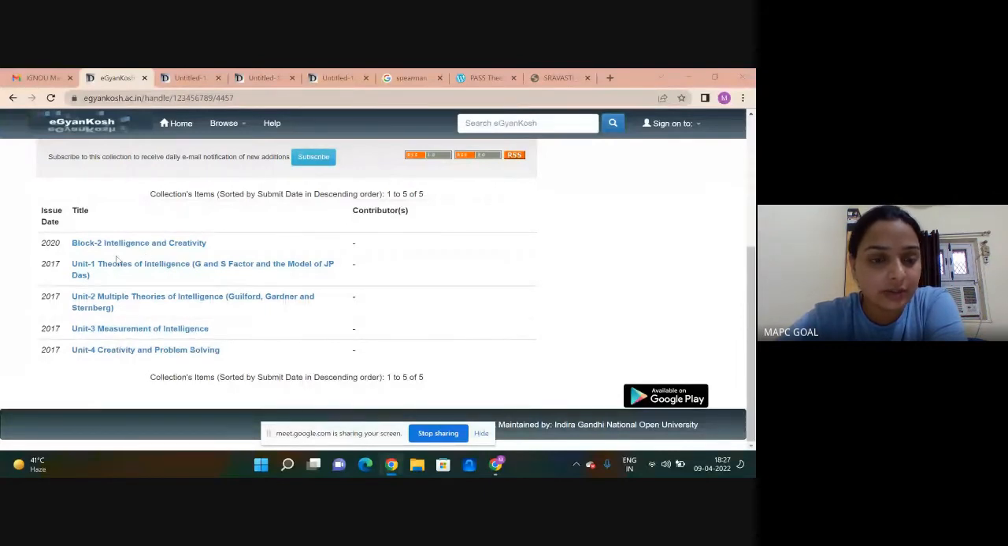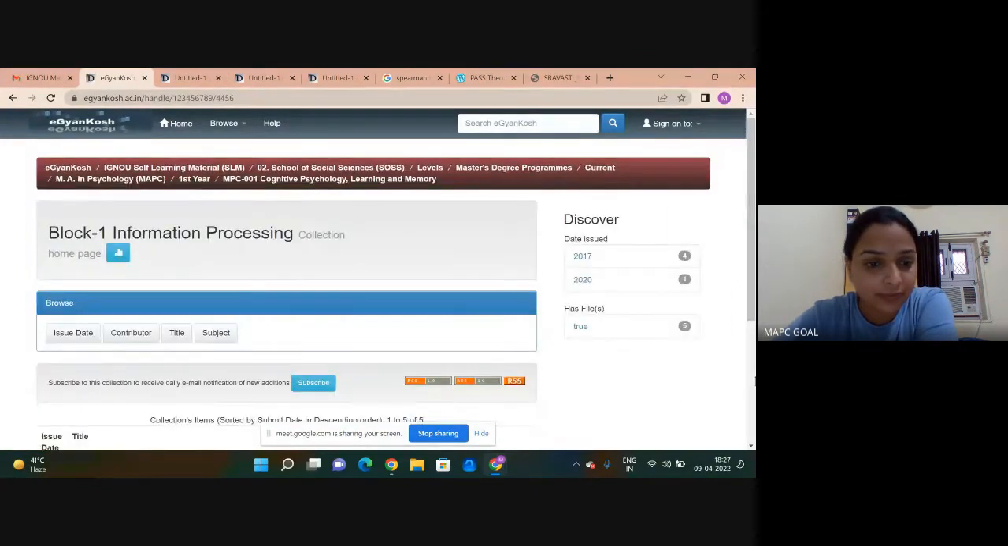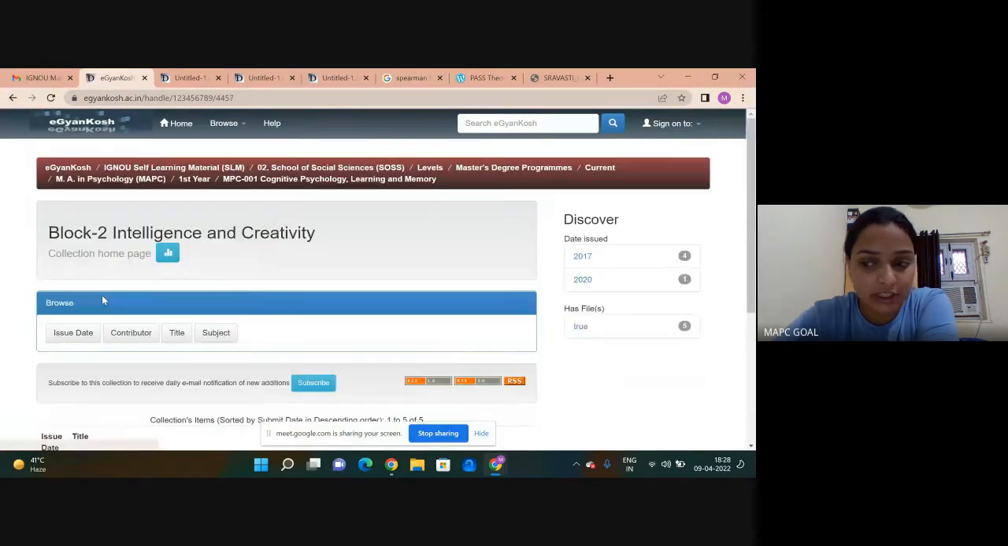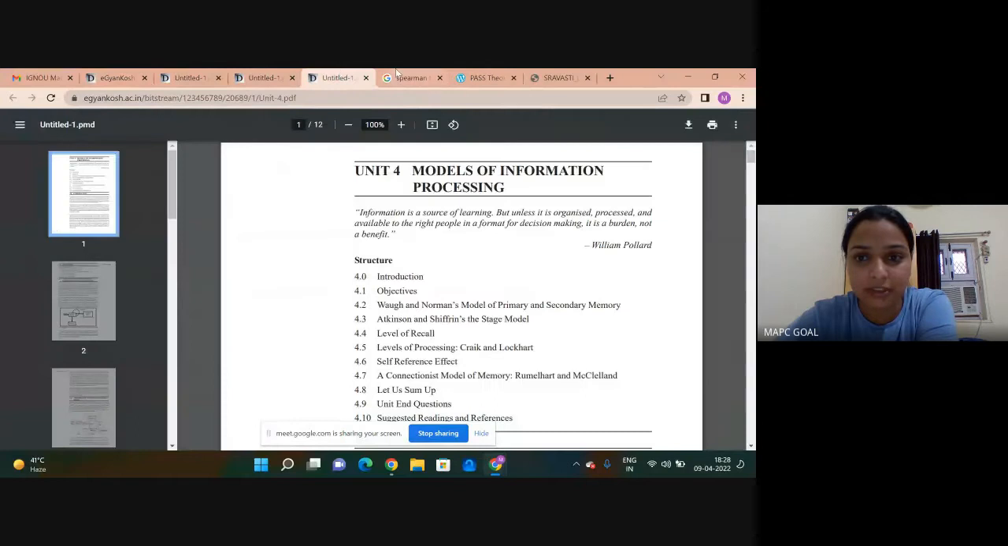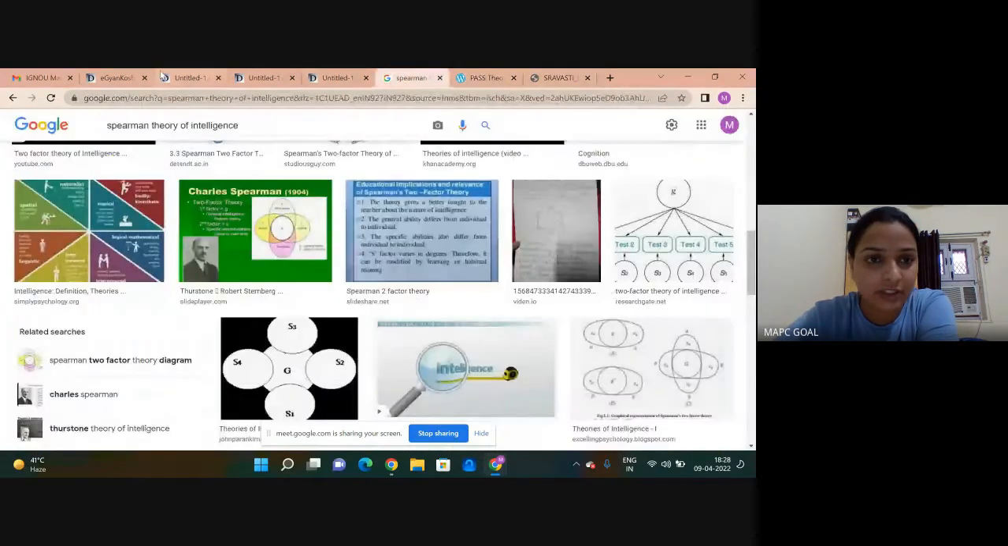So in MPC-001 we have these 4 blocks. We are done with information processing already, right? All this we are done. So in block 2 we have this topic, intelligence and creativity. I'm going to explain the theories in general. I already have my notes, and we can have a discussion on this.